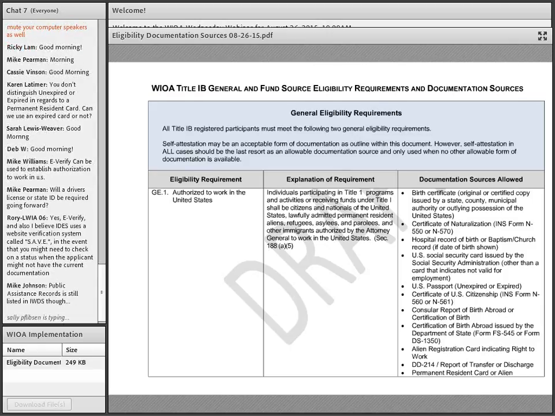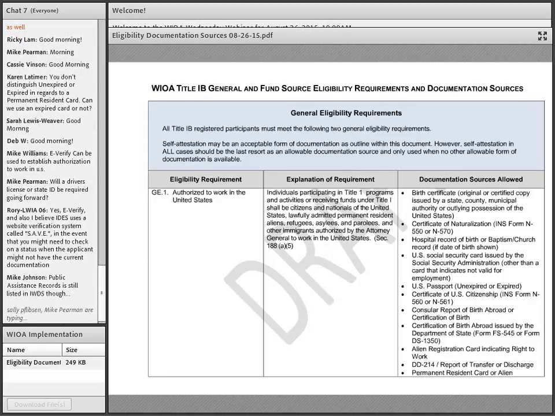Hey, Jim, this is Mike in Chicago. On some of these forms from like INS, when they expire, there's language on the back of the card that says they're still valid for up to 1 year. Is that going to still apply?